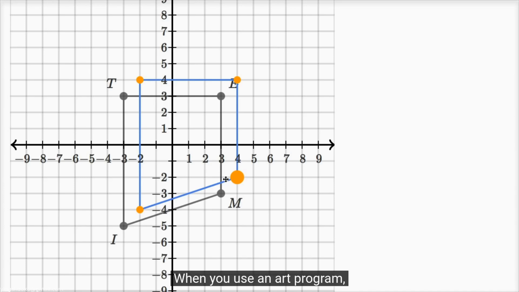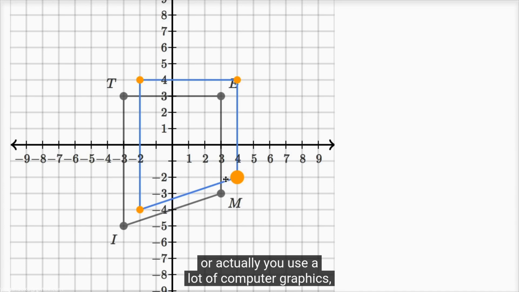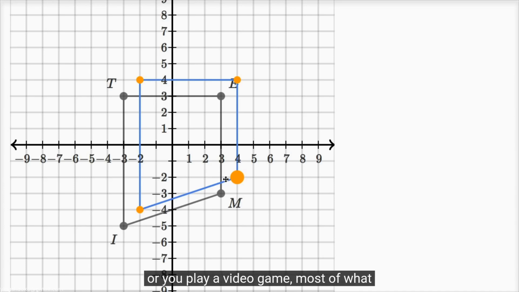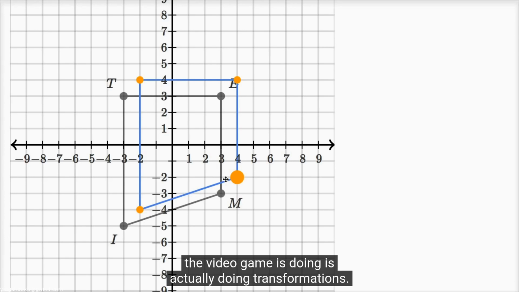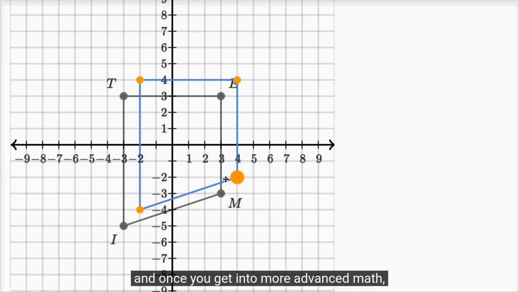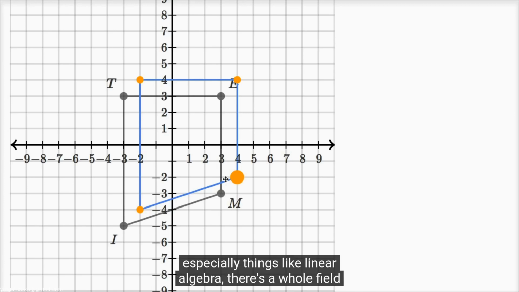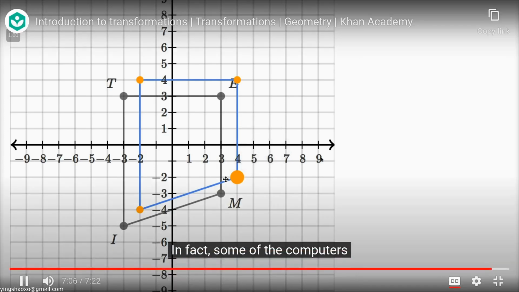I mean, when you use an art program or a lot of computer graphics, or you play a video game, most of what the video game is doing is actually transformations, sometimes in 2 dimensions, sometimes in 3 dimensions. And once you get into more advanced math, especially things like linear algebra, as a whole field, it's really focused around transformations. In fact, some of the computers with really good graphics processors.